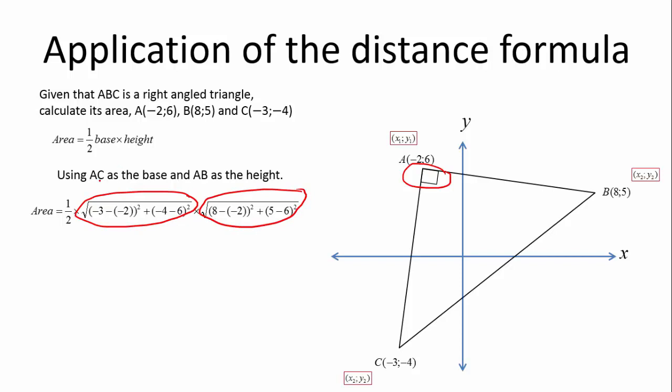So what is our base? We said our base is going to be AC, so that is x1, x2, and this we're going to keep as x2.